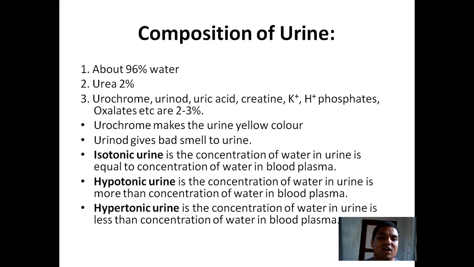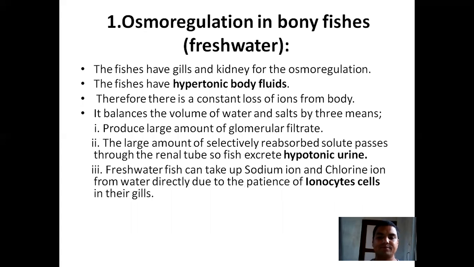Isotonic urine is when the concentration of water in urine is equal to the concentration of water in blood plasma. Hypotonic urine is when the concentration of water in urine is more than the concentration of water in blood plasma. Hypertonic urine is when the concentration of water in urine is less than the concentration of water in blood plasma.